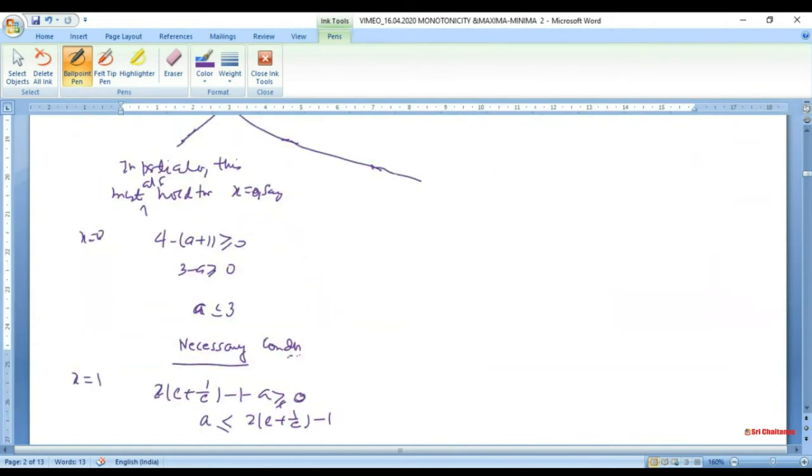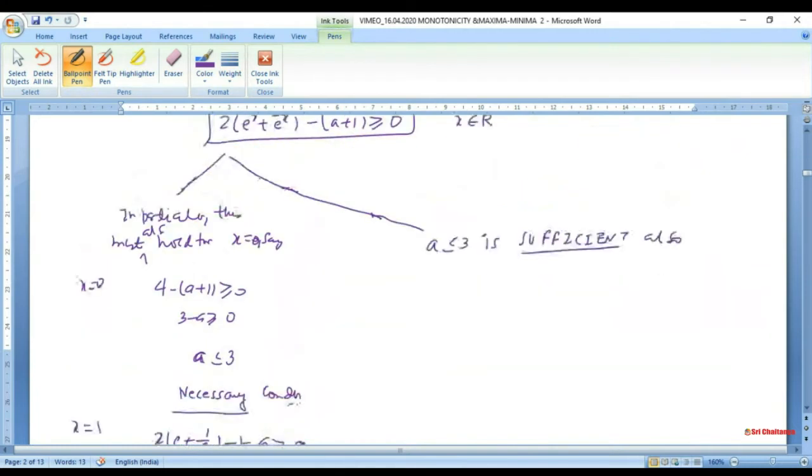We will prove in the second part that a ≤ 3 is also sufficient. This is the heart of the problem. For that we need to prove that if this is true, then this expression 2e^x + e^(-x) - a + 1, under this condition, is always non-negative. This we want to prove, and then we are done.